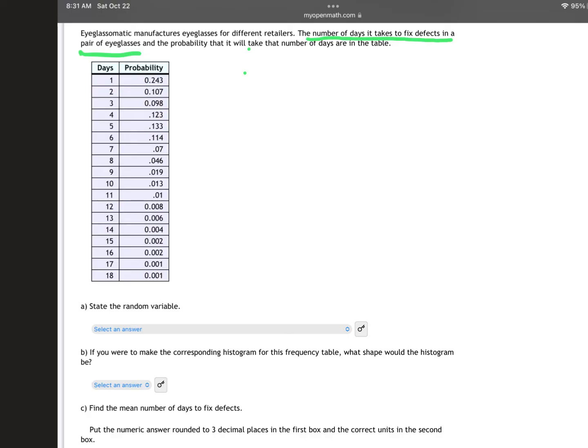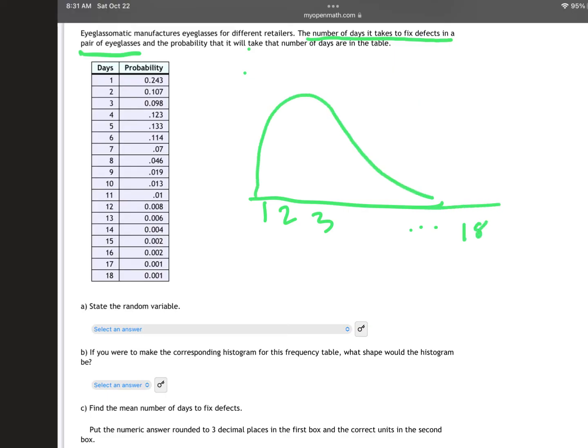If you were to make a corresponding histogram, what would this shape be? Would you notice that this has a lot of the probability at the 1, 2, 3, and by the time you get up to the 18, it's very, very small. So this shape would look like that, and that tail is to the right, so it is skewed right.